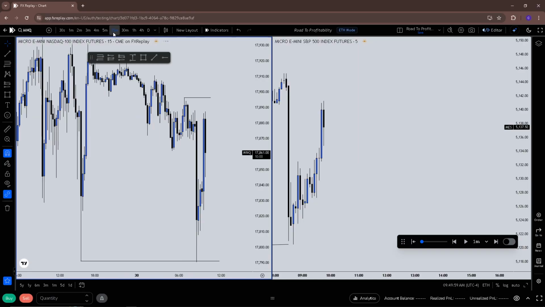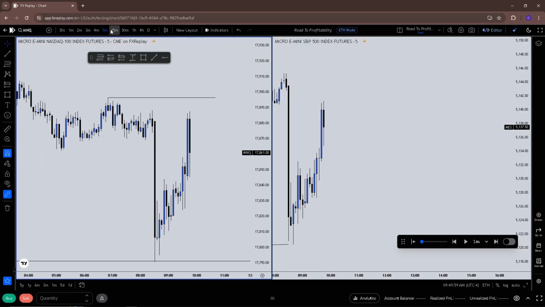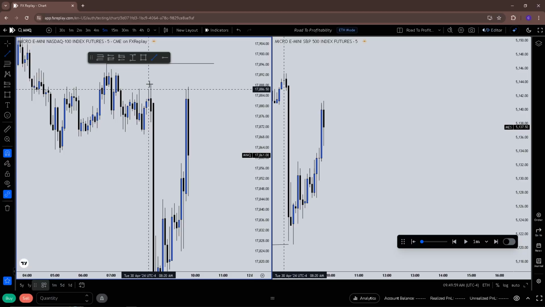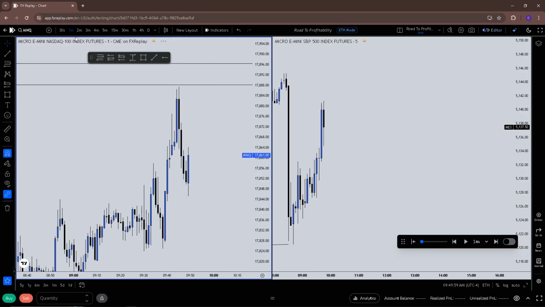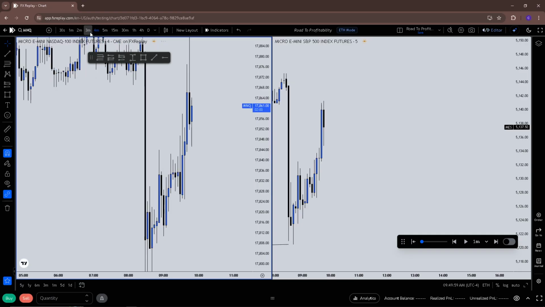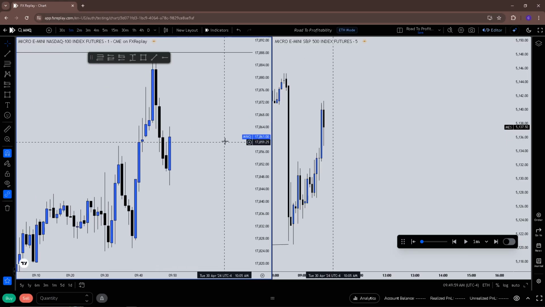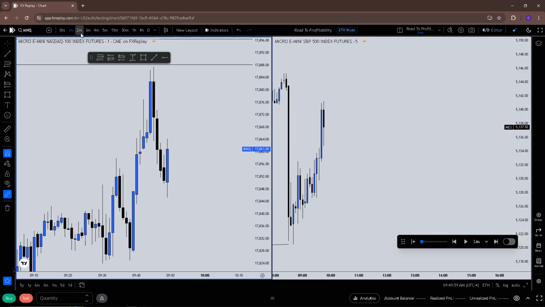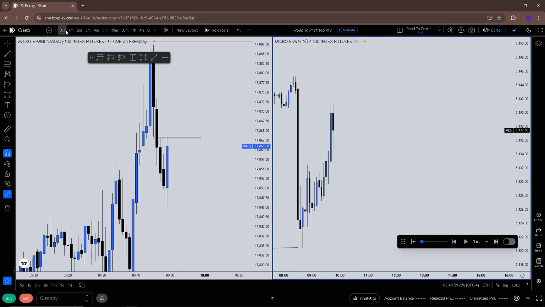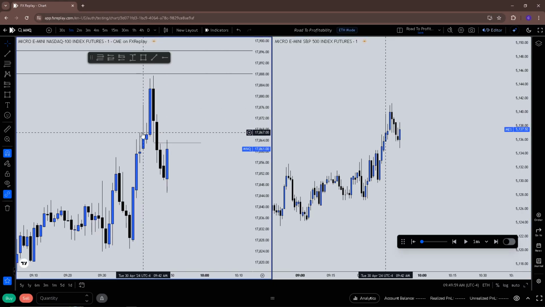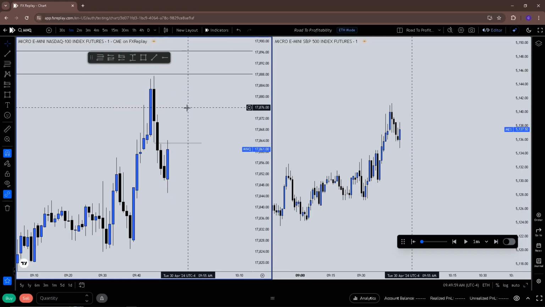It's a high inside of a 5 minute fair value gap. It's a good draw on liquidity. This as well is a high inside of a fair value gap. I would like to see a bigger inversion. I just don't know if I'd take this. And we created nothing.